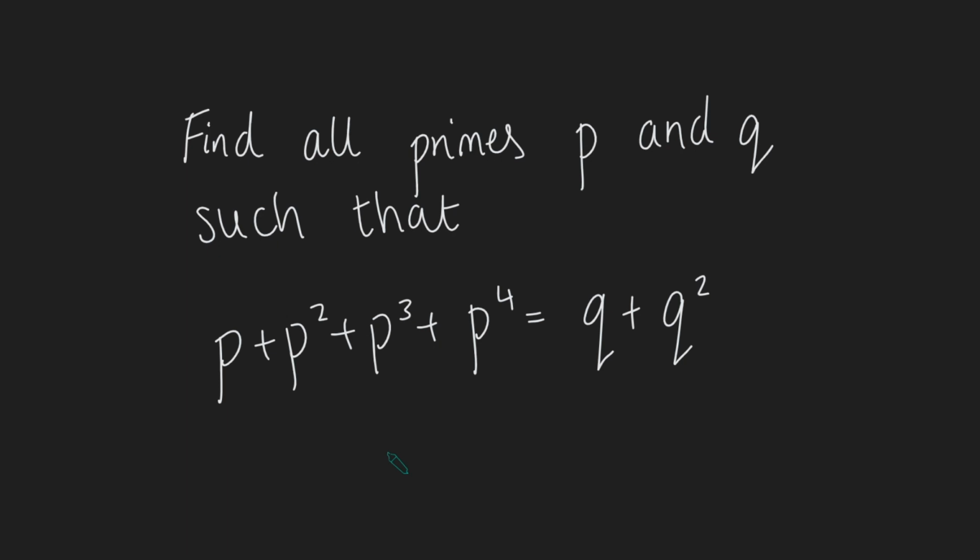Today I've got a really interesting number theory problem I want to share with you. We want to find all prime numbers p and q such that p plus p squared plus p cubed plus p to the 4 is equal to q plus q squared. If you want to have a go at this problem, pause the video now and give it a go for yourself, and I'm going to dive straight into a solution.